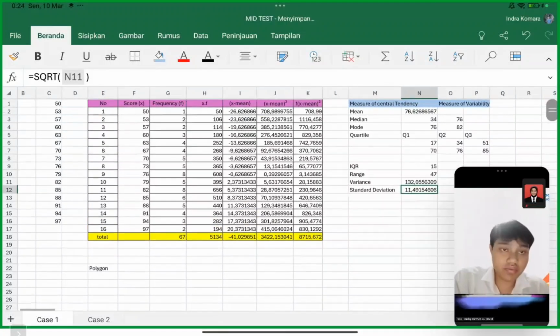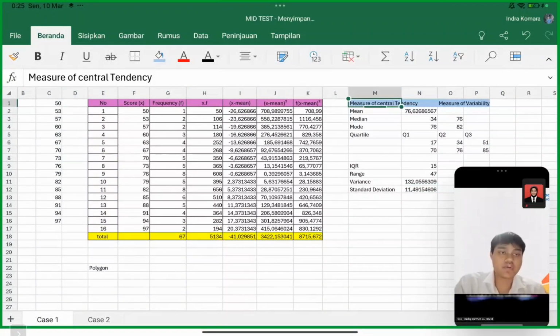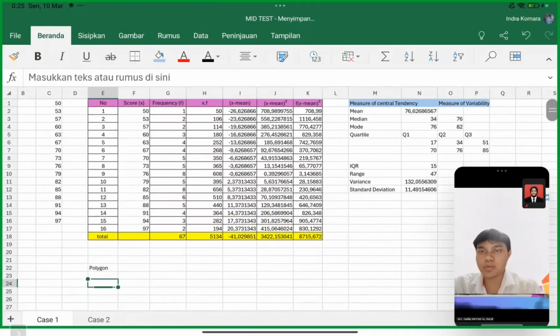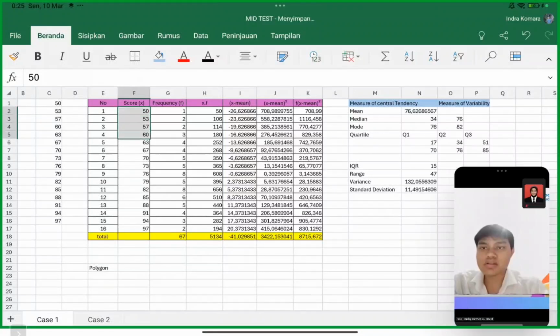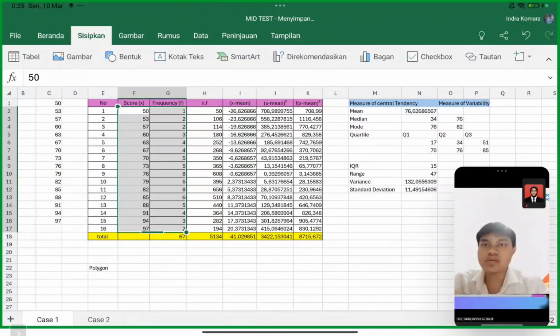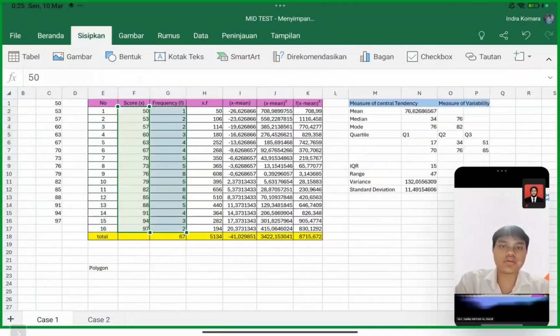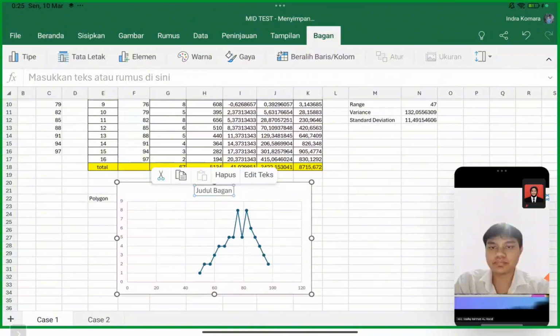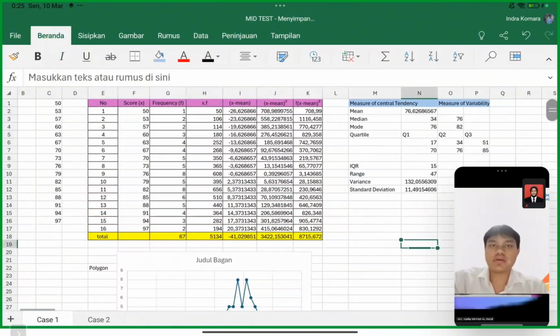Now we have already filled in the measure of central tendency and measure of variability. And now we make the polygon. So for the polygon, you can select the score and the frequency here. Yep. And go to Insert. Here's the recommendation here. This one and this one. Yep. So here's the polygon. Okay, so that's it.